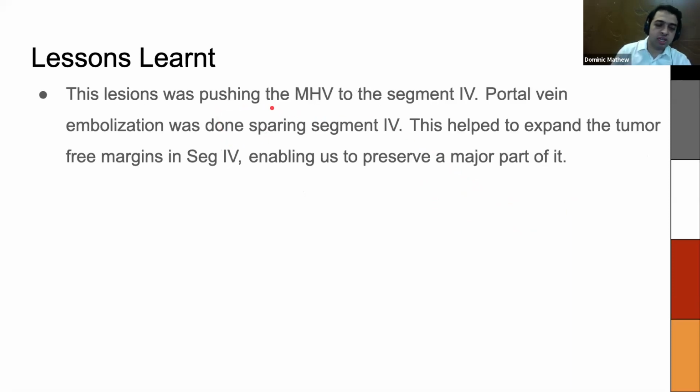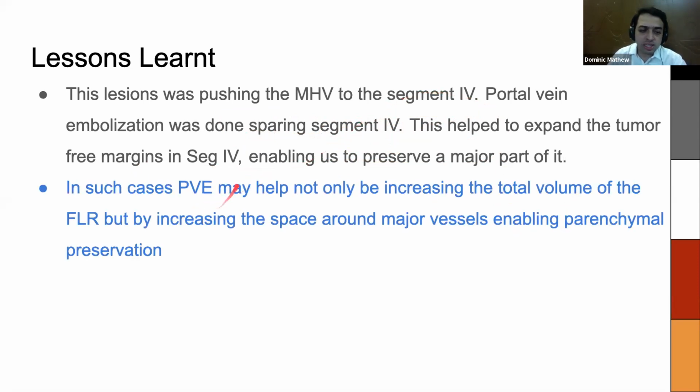This lesion was actually pushing the MHV into the segment 4. Portal vein embolization was done sparing the segment 4. We had actually wanted to embolize the segment 4, but interventional radiology felt that it was not safe. That's why it was spared. And this actually helped to expand the tumor-free margin in the segment 4, enabling us to preserve a major part of it. So in such cases, PVE may actually not only increase the total volume of the FLR, but it can actually increase the space around the major vessels, which can aid in parenchymal preservation.